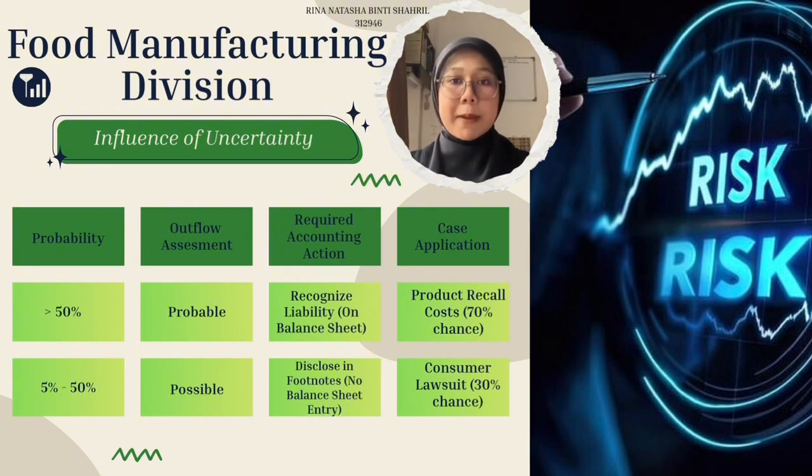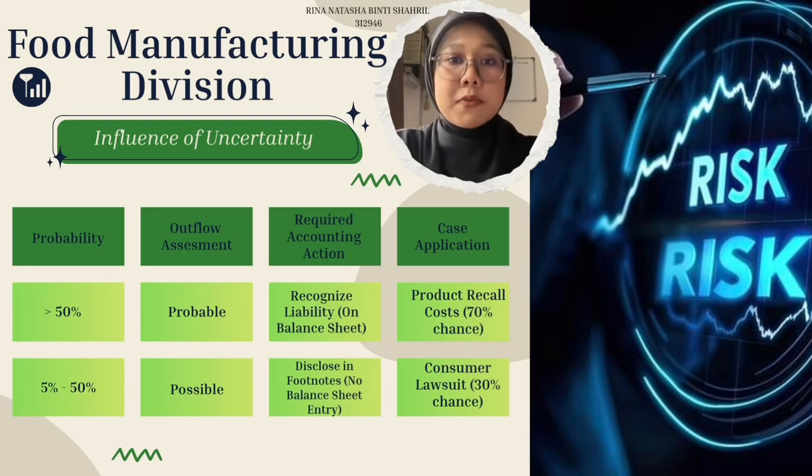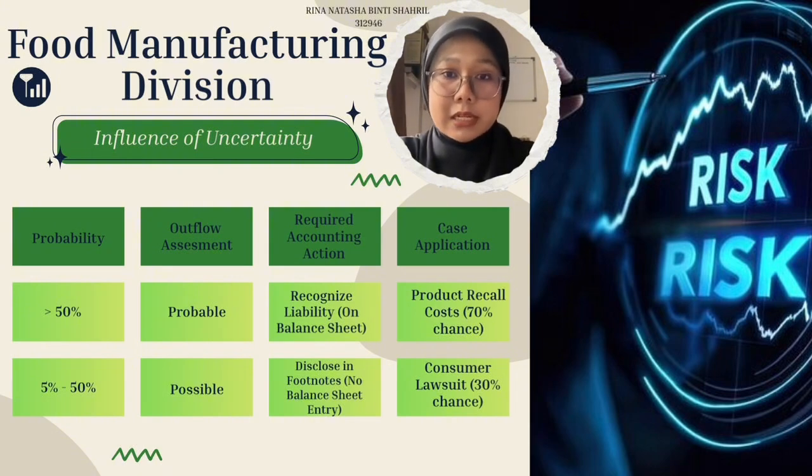Finally, for question B, MFRS 137 manages uncertainty through a strict probable threshold to uphold the principle of prudence. When an outflow is probable, over 50%, we record a provision like our recall. When it's merely possible, under 50%, we only disclose it like our lawsuit, ensuring a faithful representation for investors. So that's the conclusion of my part. I will hand over to the next presenter. Thank you.